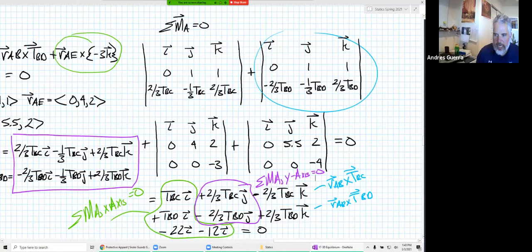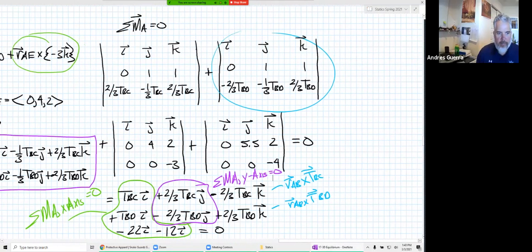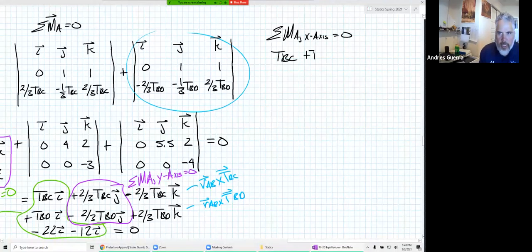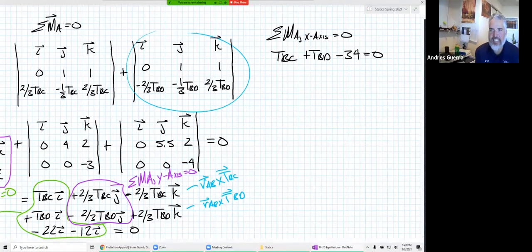So at this point in time, we've really done a lot of the work here. For summing moments about A on the x-axis equal to 0, it's going to be TBC plus TBD minus 34 is equal to 0. Look at that, all that work, and we came out with this nice linear equation that I think is going to be pretty easy to solve.